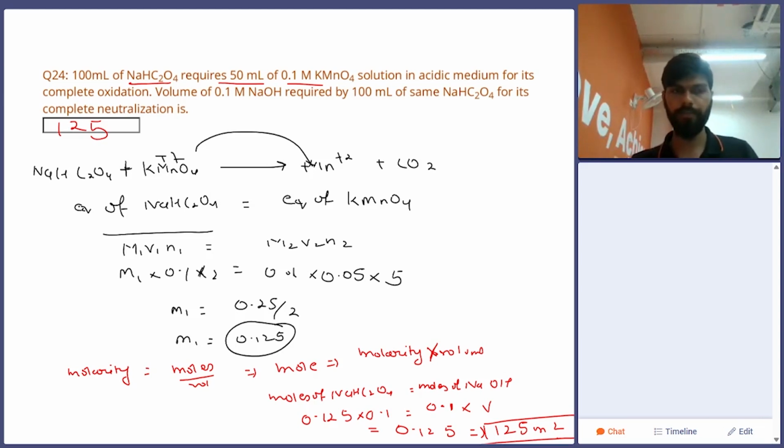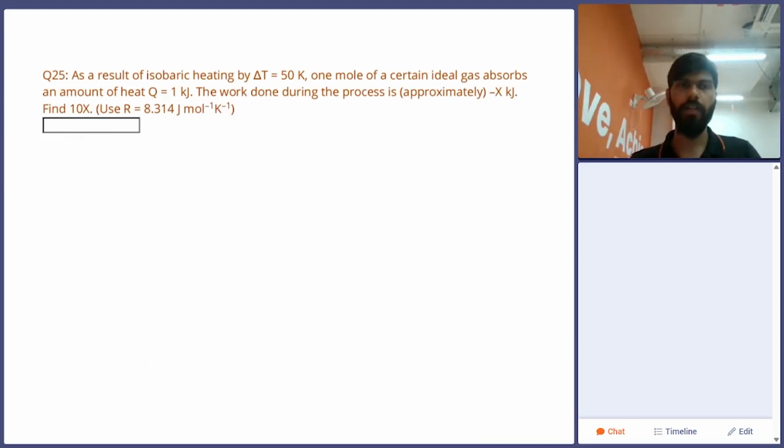Clear to everyone? Okay. Next question: as a result of isobaric heating by delta T equal to 50 K, 1 mole of a certain ideal gas absorbs an amount of heat Q equal to 1 kJ. The work done during the process is minus x kJ. Find the value of 10x ultimately.